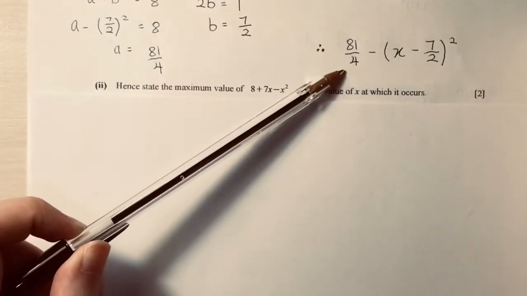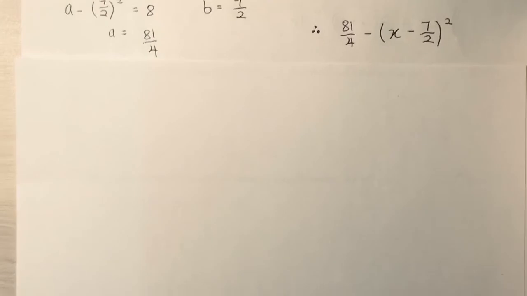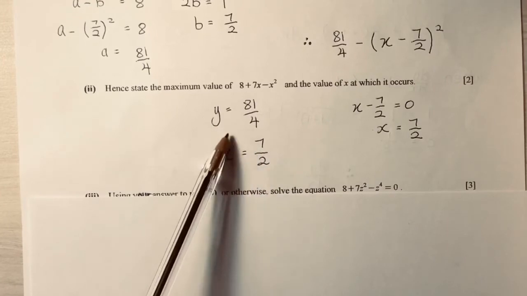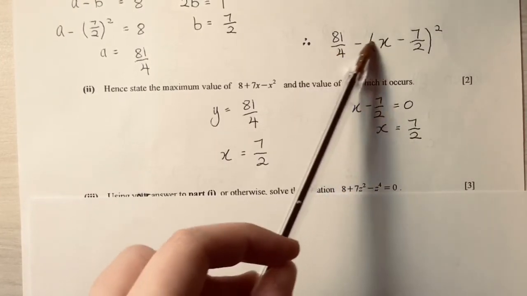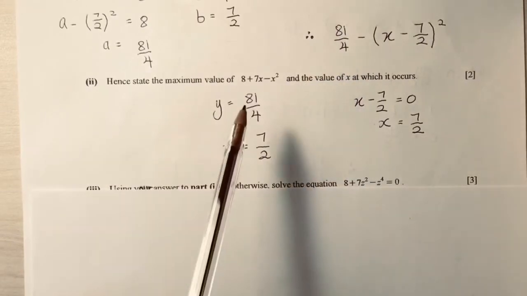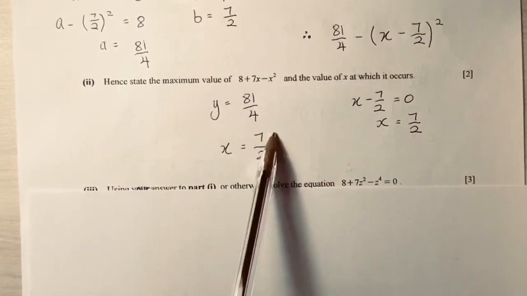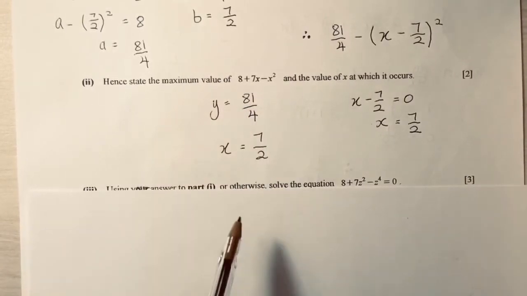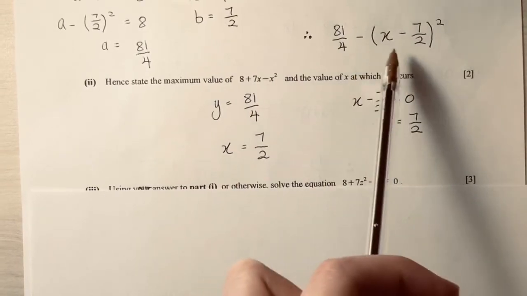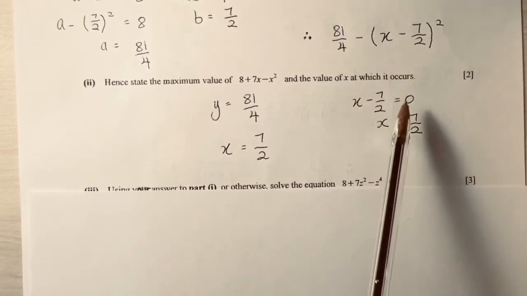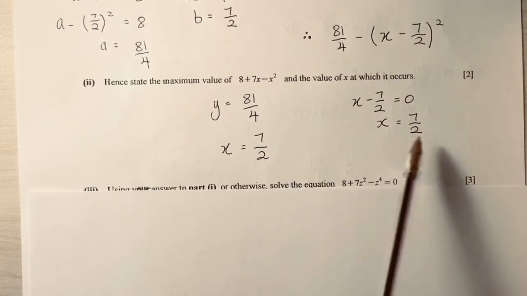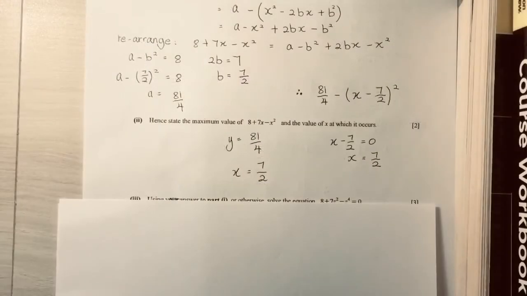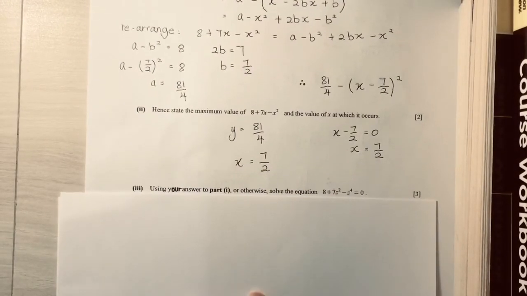Because we found this equation in our first part, we just have to write down that our y value is directly equal to the value outside the brackets over here. So it's positive 81 over 4. So this is our y coordinate at the maximum point of this curve. And then the x coordinate, we find it by equating whatever is inside the bracket here to 0, and then the x value here will be the x coordinate at the maximum point of the curve. Then we move on to part 3.